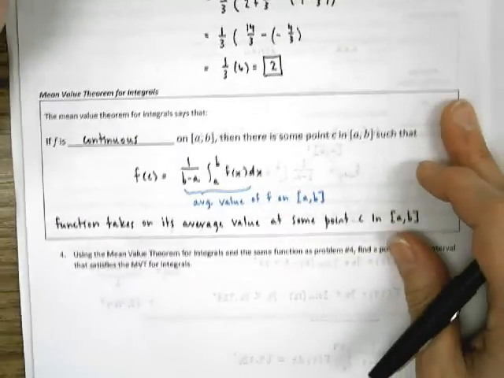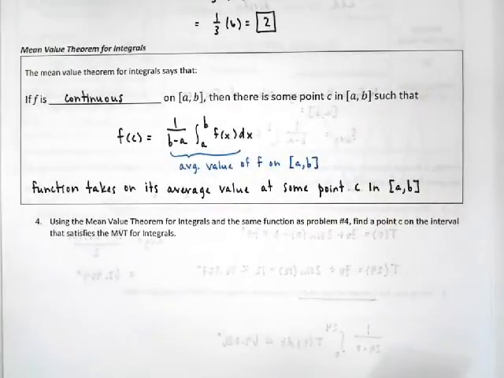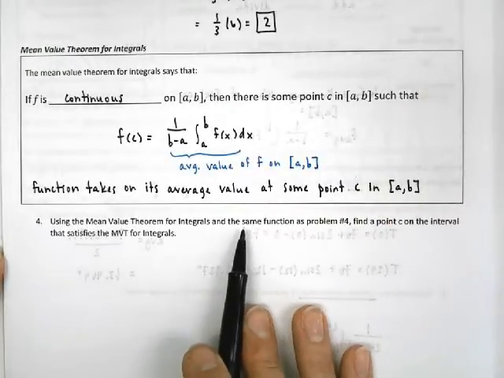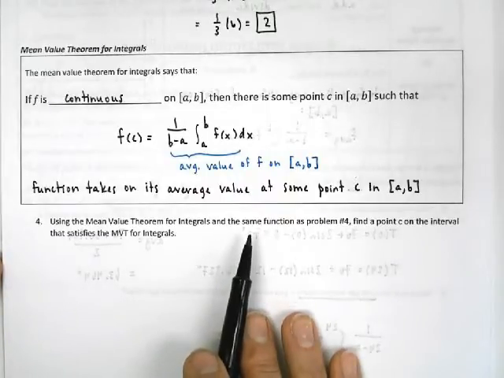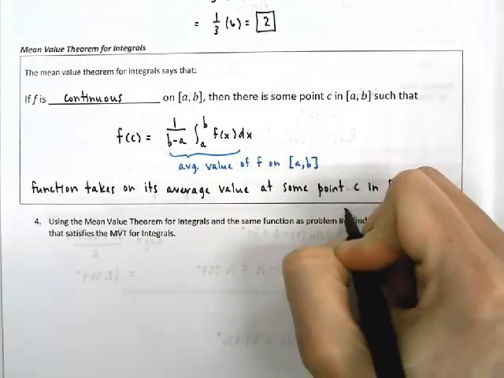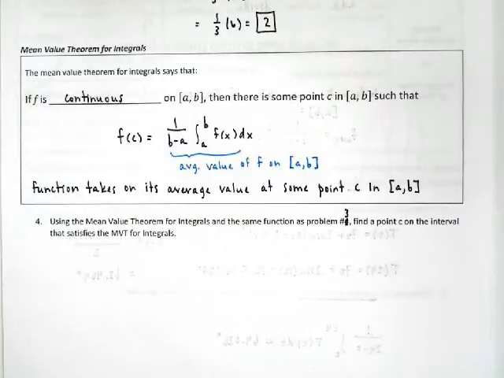Okay, so now we're going to do a couple problems using the MVT for integrals. Okay, so it says using the mean value theorem for integrals and the same function as problem number 4, which I guess is really number 3. Okay, find a point C on the interval that satisfies the MVT for integrals.